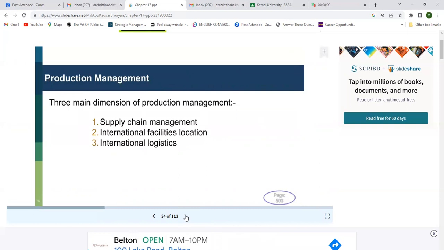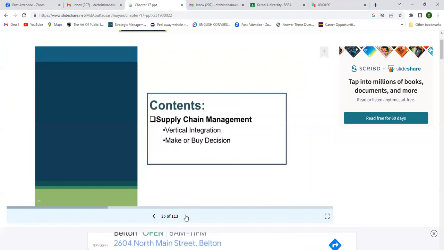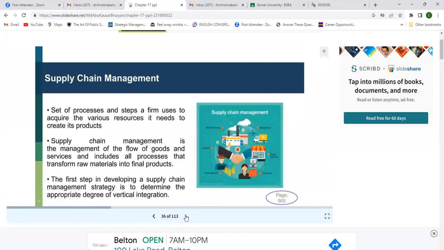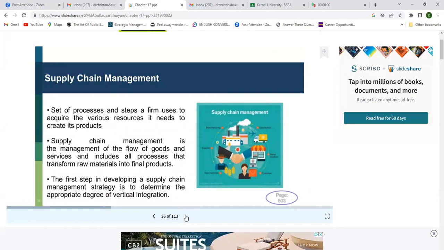3 main dimensions of operation management: supply chain management, international facilities location, and international logistics. Supply chain management, vertical integration, make or buy decision. Supply chain management is the set of processes and steps the firm uses to acquire the various resources it needs to create products. It is the management of the flow of goods and services and includes all processes that transform raw materials into final products.